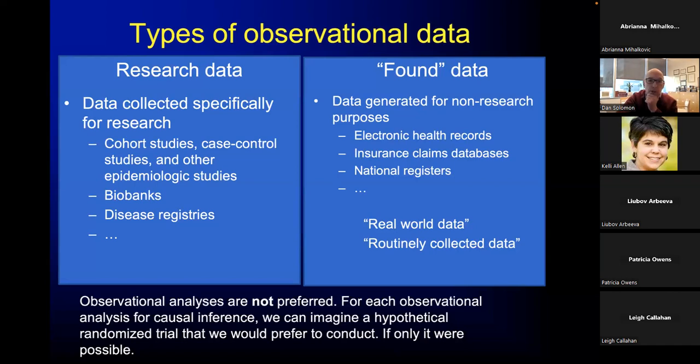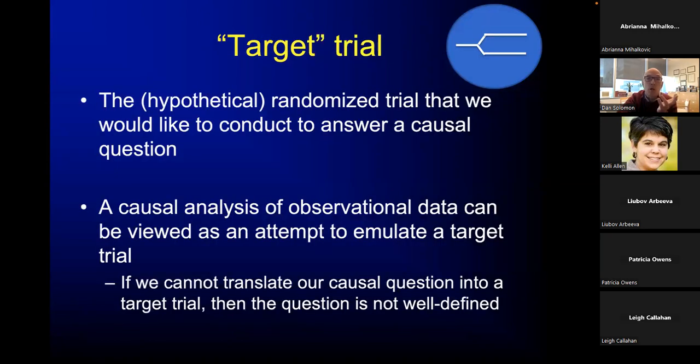So observational analyses are not preferred. I'm an epidemiologist. I'd always rather see an RCT. But for each observational analysis for causal inference, we can imagine a hypothetical randomized trial that we would prefer to conduct, if only it were possible. And that's what we call the target trial.